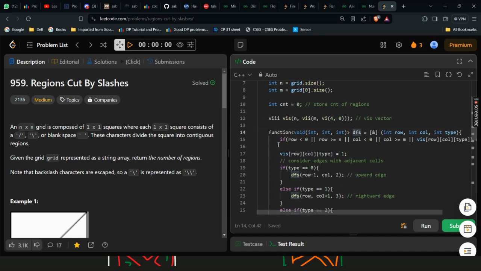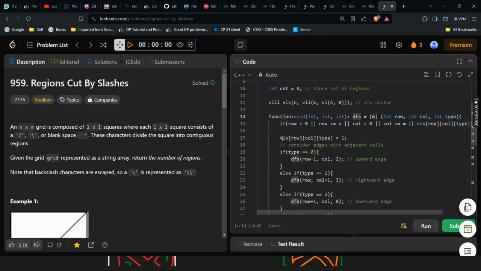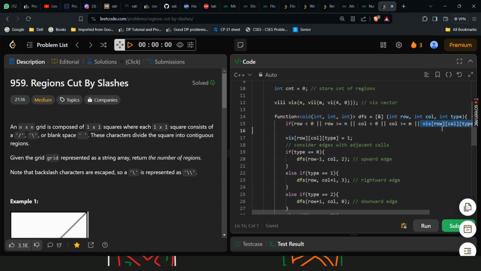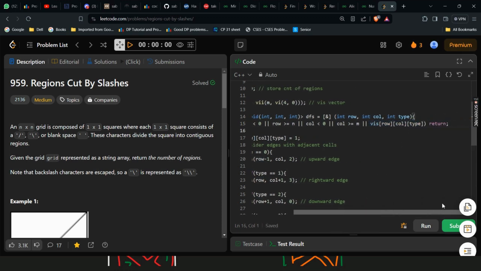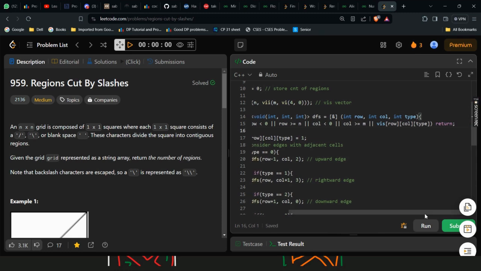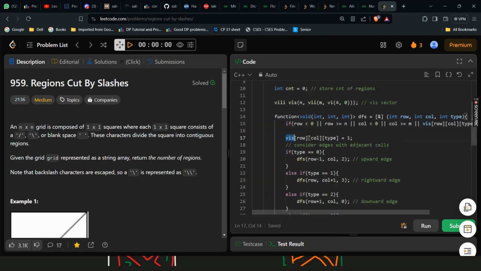This is just a simple DFS implementation. First of all, this if is just pruning. It is checking whether the particular cell is valid or not. If row is less than 0 or row is greater than or equal to n, or column is less than 0 or column is greater than or equal to m, or the particular cell is already visited, just don't go there and just return. First of all, I have marked visited that particular node.